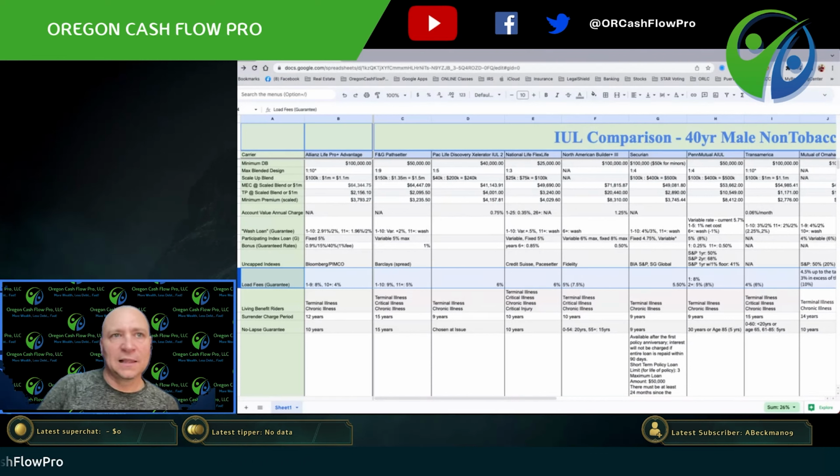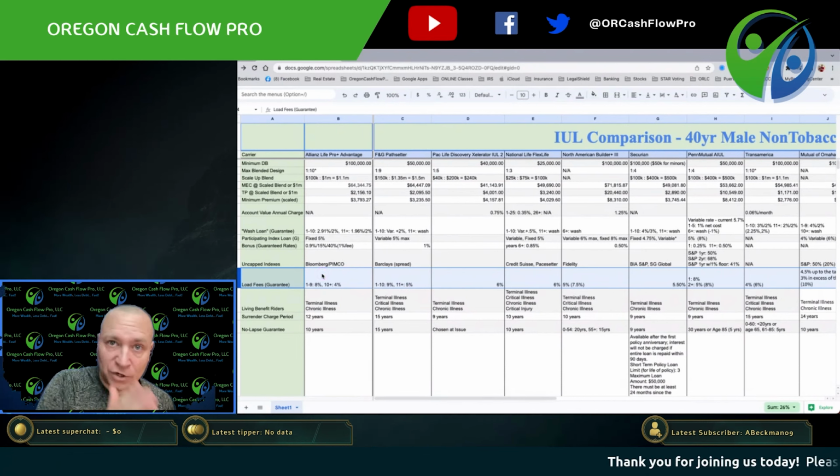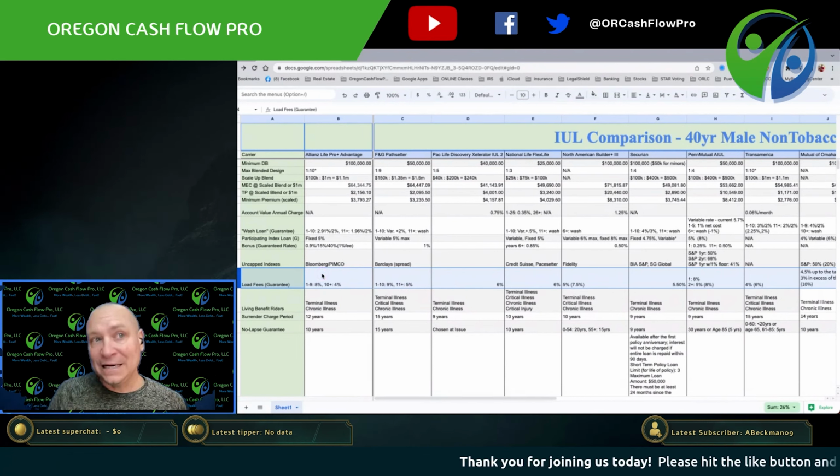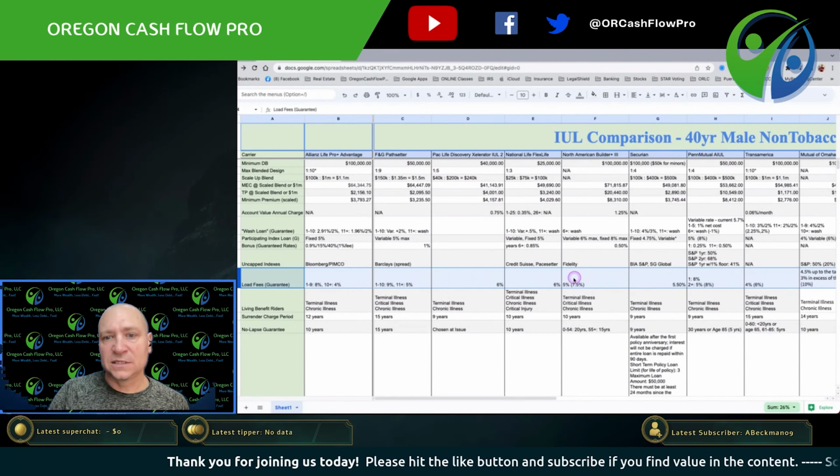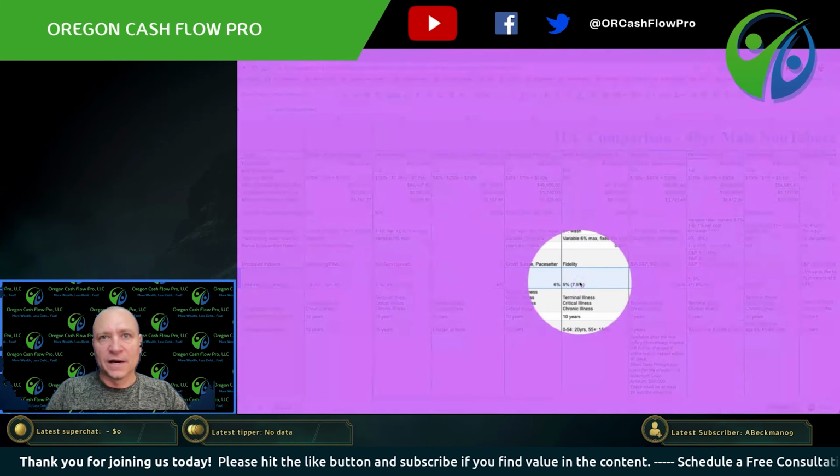Okay. And we highlight what the load fees are on each of these products. Sometimes there's a load fee that's a current rate, and then the guaranteed amount, meaning they can change it, is going to be different. Again, we're going to put those in parentheses, like you see right here.